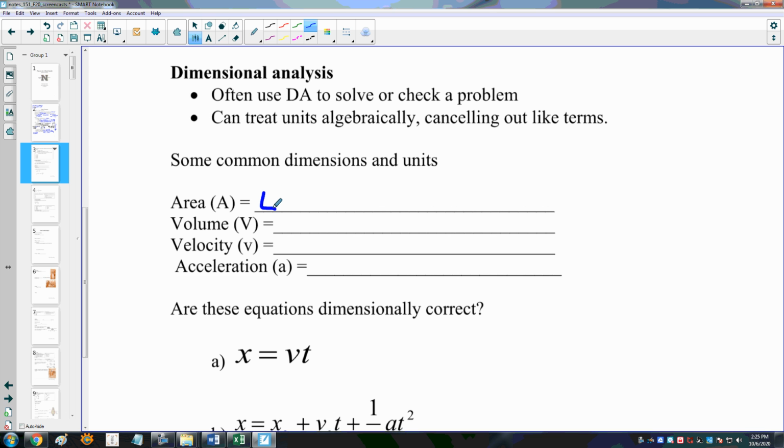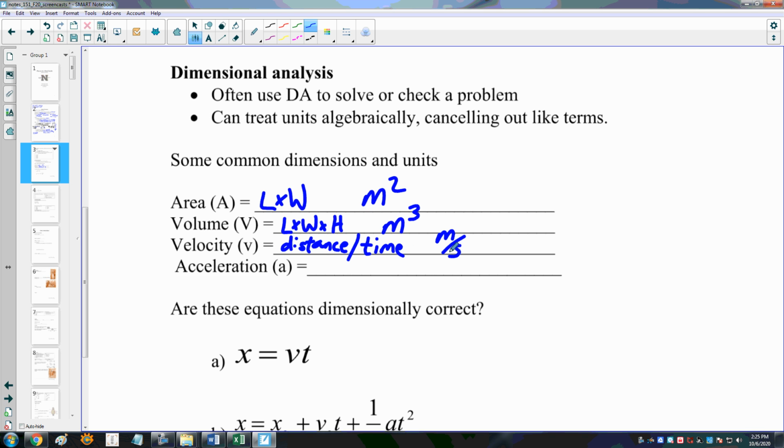You probably know these, but area is length times width, and that's in units of meters squared. Volume is length times width times height, and that's in units of meters cubed, or cubic meters. A velocity or speed is a distance divided by a time, and that's going to be in units of meters per second.